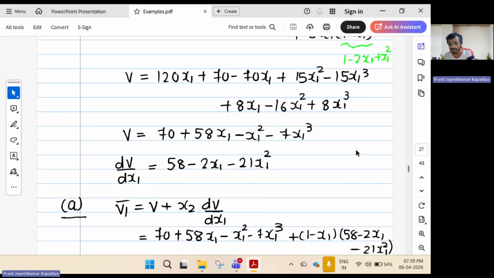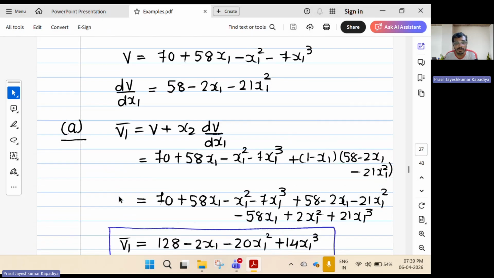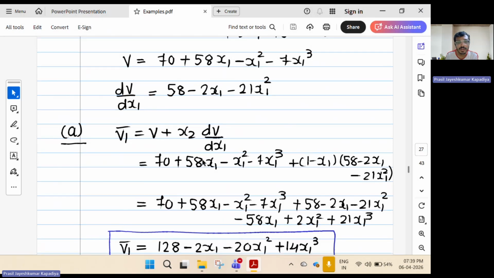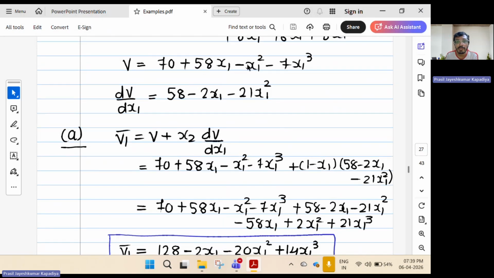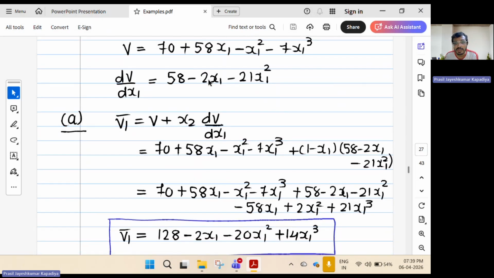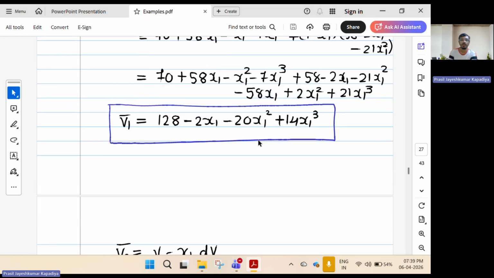So we have this simple equation: V is equal to 70 plus 58 x1 minus x1 square minus 7 x1 cube. So what is partial molar volume of component 1? V1 bar is V plus x2 dV/dx1. So dV/dx1 will be 58 minus 2x1 minus 21 x1 square. So V1 bar is this, 58 minus 2x1 minus 21 x1 square, multiplied by x2, which is 1 minus x1, plus V. This in terms of V, we have V1 bar is equal to 128 minus 2x1 minus 20 x1 square plus 14 x1 cube.